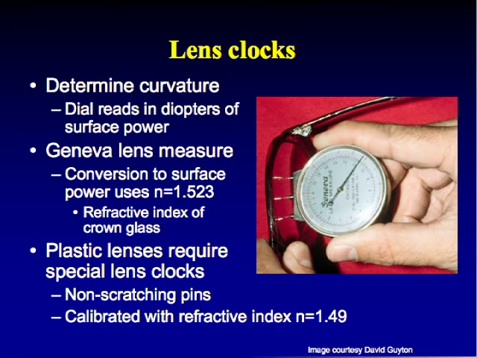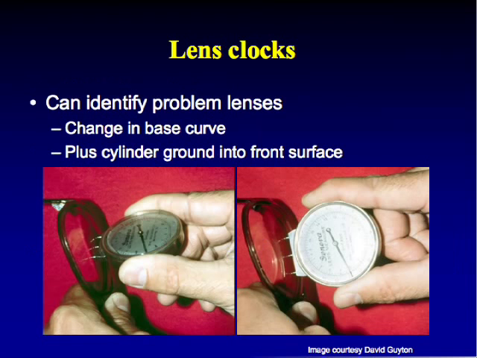There's a different kind that's made for plastic lenses, so you would want to be careful, because usually the situation is the patient likes their old glasses, they don't like the new glasses, and you're trying to see a difference, and you can use the lens clock to tell. And if you use the wrong lens clock, you'll end up scratching their only glasses they ever liked in the world. So you want to be careful about that. The way you use it is you can see if there's a difference in base curve between eyes, and you can also see if there is cylinder on the front surface or on the back surface of the lens.